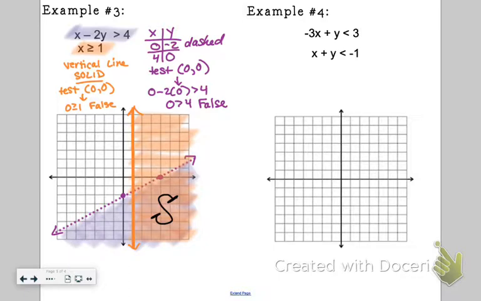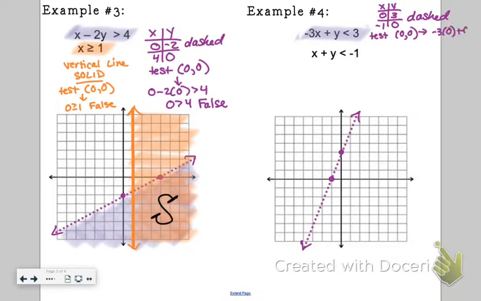All right, next example, -3x plus y is less than 3, standard form. Let's do an intercept table. Plugging in 0 for x and 0 for y, we get the points 0, 3 and -1, 0. We're going to connect with a dashed line because of the inequality sign and test 0, 0 for true or false. We end up with a true statement, so the side 0, 0 is on, or the origin, gets shaded.